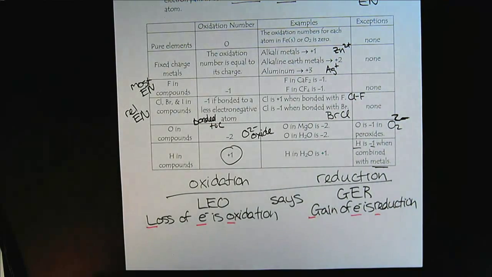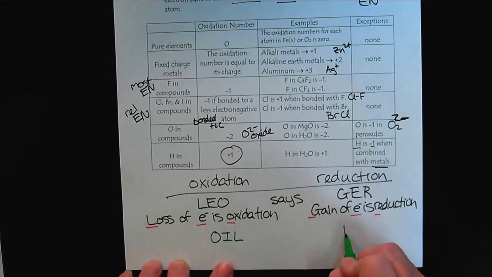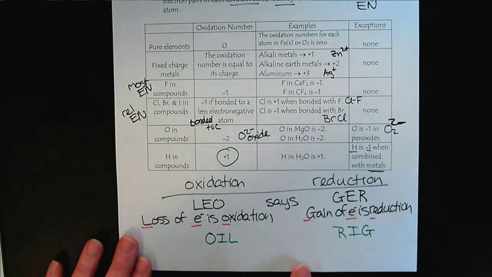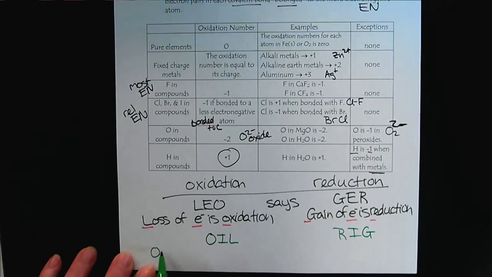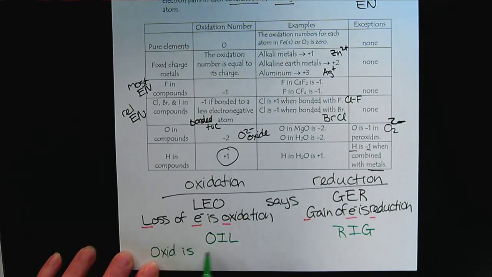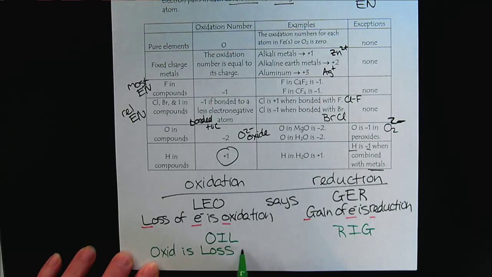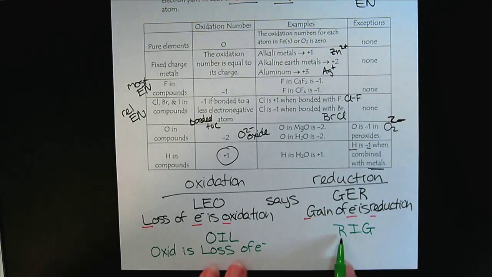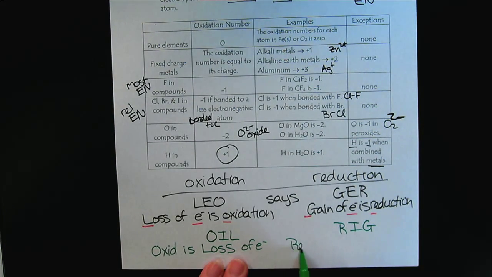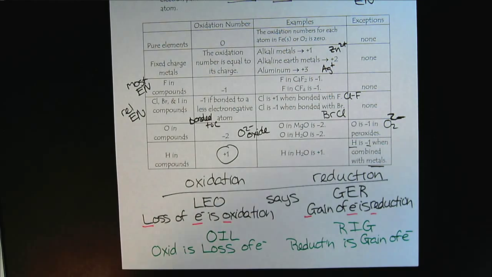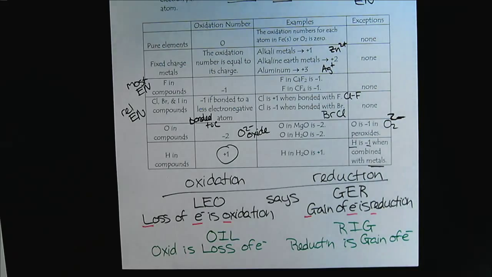The other expression that can be used is OIL RIG. One's not better than the other, just options for different people. So here, the O, oxidation, is loss, and for me, I just can't help but put of electrons. And then the R for RIG, reduction, is gain of electrons. Most students find it helpful to write this little expression on the top of their page when they're working with oxidation and reduction reactions to help remind them. So if that's helpful to you, please take advantage of it.